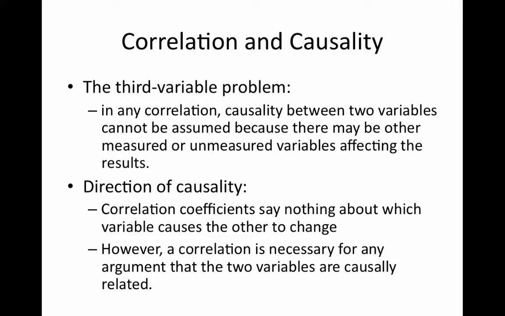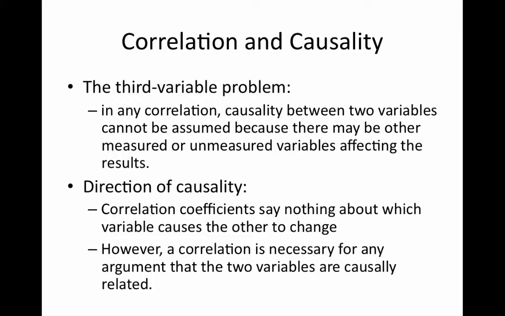Correlation versus causality. The third variable problem. In any correlation, causality between two variables cannot be assumed because there may be other measured or unmeasured variables affecting the results. The direction of causality. Correlation coefficients say nothing about which variable causes the other to change.